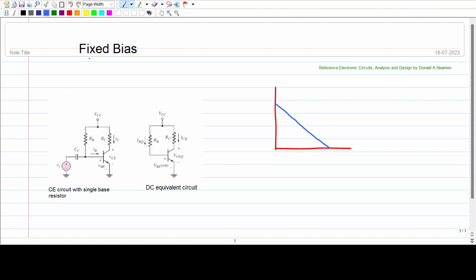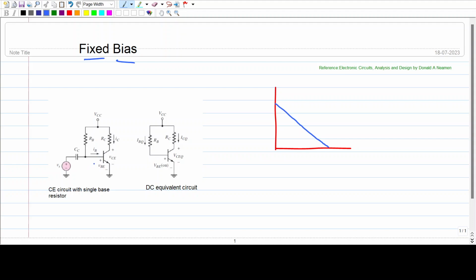So we can see that an NPN transistor is shown here. It's a CE circuit with a single base resistor. You can see there is only one RB resistor connected to the base. Hence the name: single base bias resistor, or fixed bias resistor.